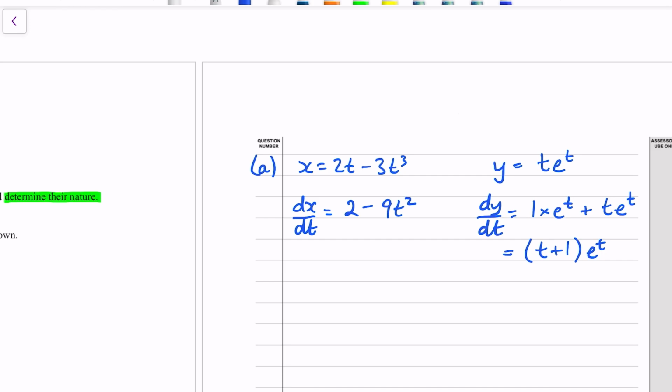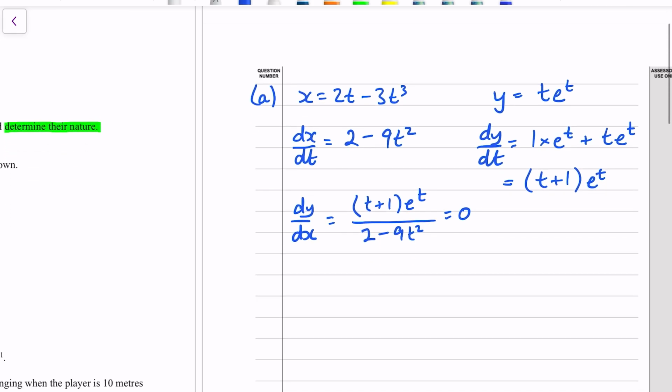So dy/dx, which is our gradient function for this parametric curve, is the dy/dt, t plus 1 e to the t, all over the dx/dt. And we want to make that equal to 0. Making it equal to 0, we need to consider that the denominator is not allowed to be 0. There are two different t values where that can't happen, but they're not stationary points.